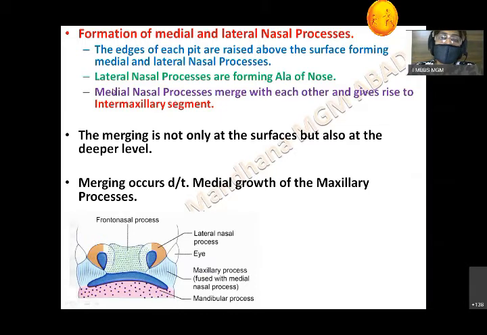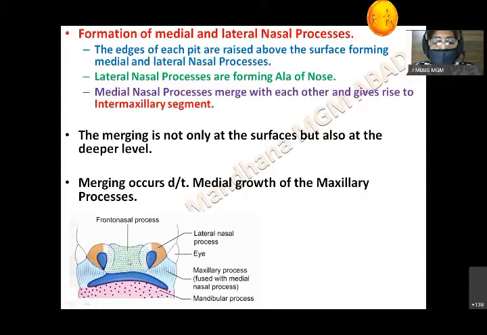Now what happens? The lateral nasal process forms the ala of the nose. Ala is the lobule where you pierce for the nose ring. So the lateral nasal process forms the ala. The medial nasal processes come close to each other and merge with each other. When they merge, they form the intermaxillary segment. So this intermaxillary segment is formed by the fusion of the medial nasal processes. It has different components and forms different structures. We'll see that in a few minutes.